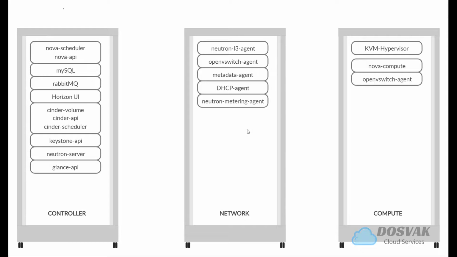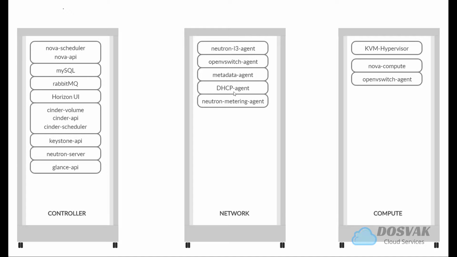The network node has a lesser number of services. It has a Neutron L3 agent for external connectivity, Open vSwitch agent to communicate with the Open vSwitch agent on the compute node, and metadata agent to provide metadata to the VM creation process. For example, the key pairs, public and private key, which need to be installed on the newly created instances, are provided by the metadata agent.